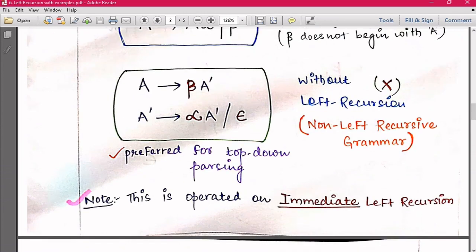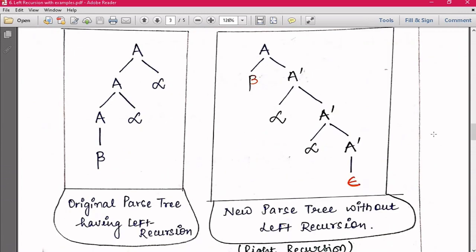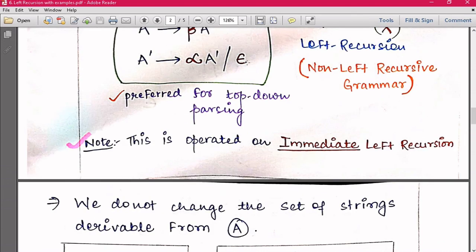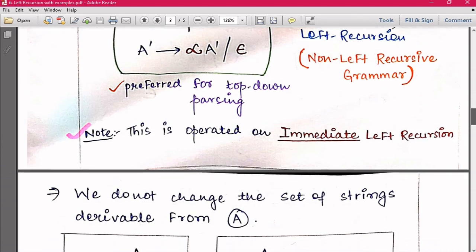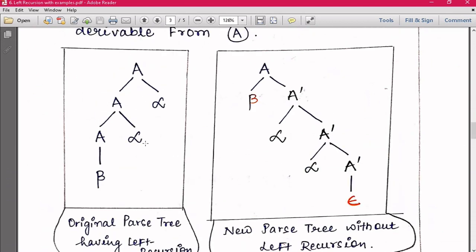A dash will produce alpha A dash. So A dash has produced alpha A dash. Again, at the place of A dash I am using alpha A dash, and at the place of this A dash I need to end it, so I can use this epsilon. So I've used epsilon here, and you can see both are alike only, but they are represented in different manners.